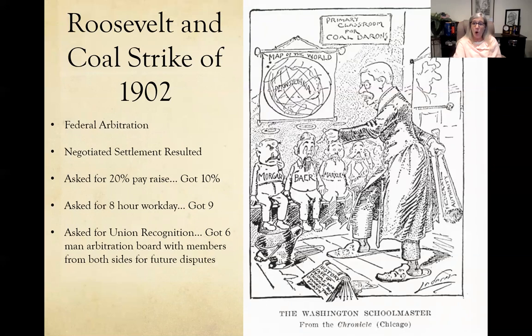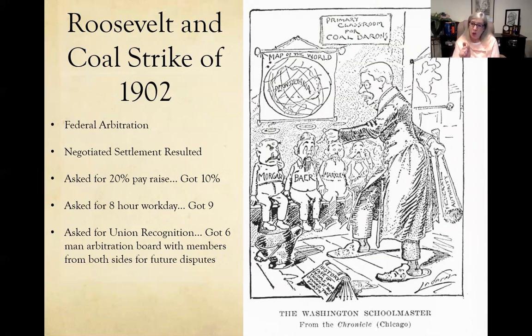But at this time, coal is what was used to fuel all of the homes and the buildings in the United States. It was coal driven, and winter was approaching. And if the coal miners stay on strike, there's not going to be enough coal to heat everybody's homes. So Roosevelt takes matters into his own hands. He calls the head of the miners' union to the White House. He calls the owners of the coal mines to the White House, and he sits them down.